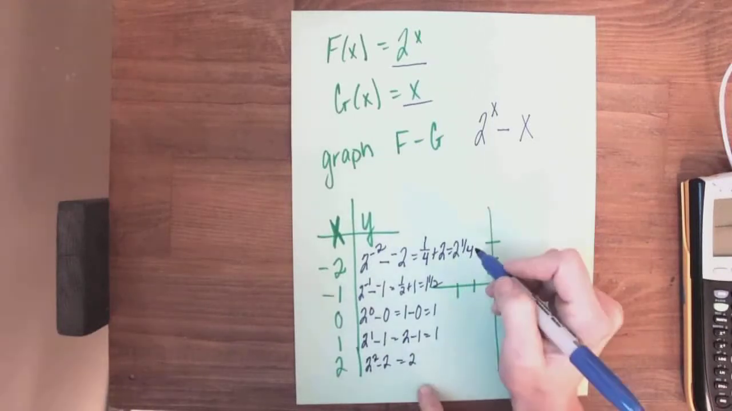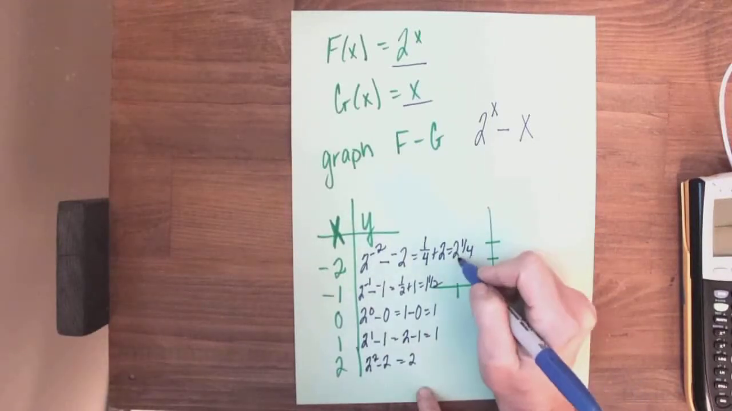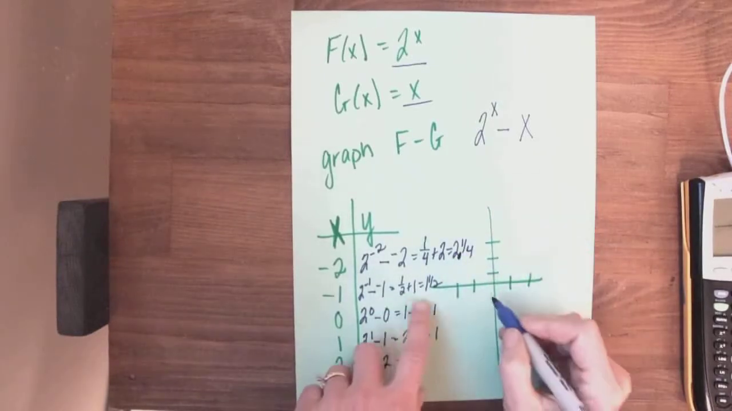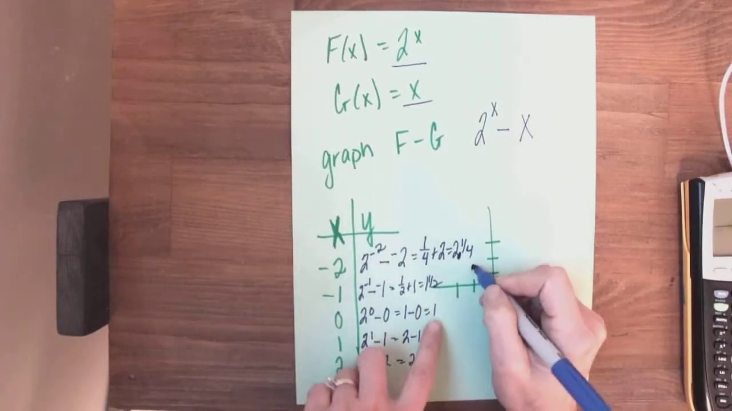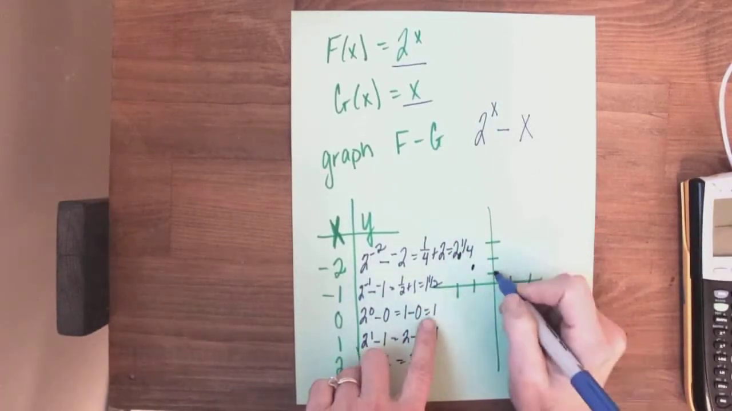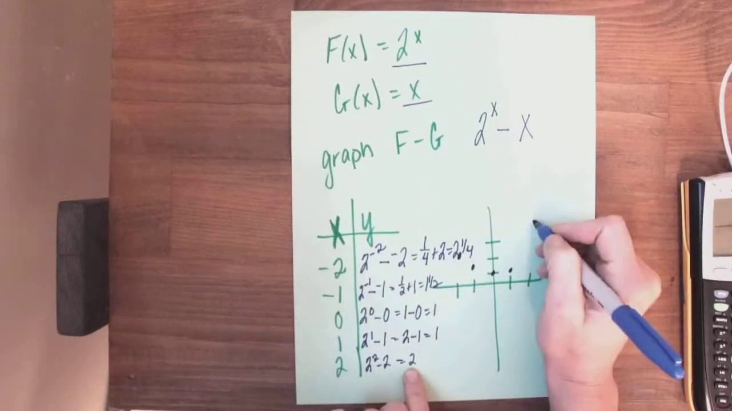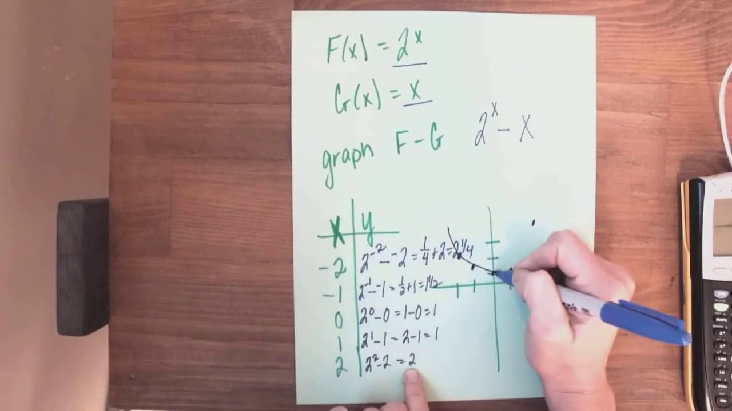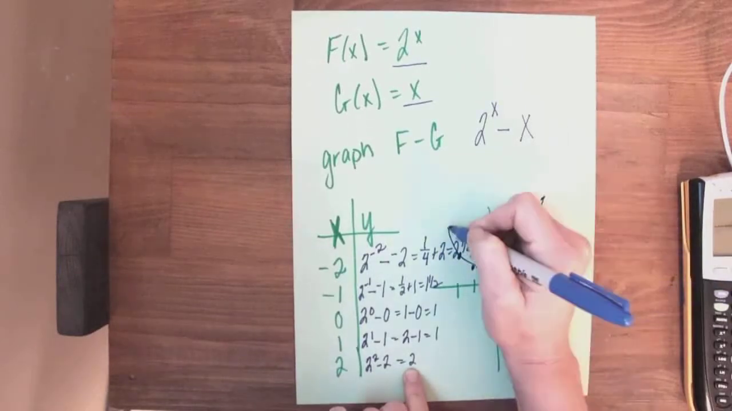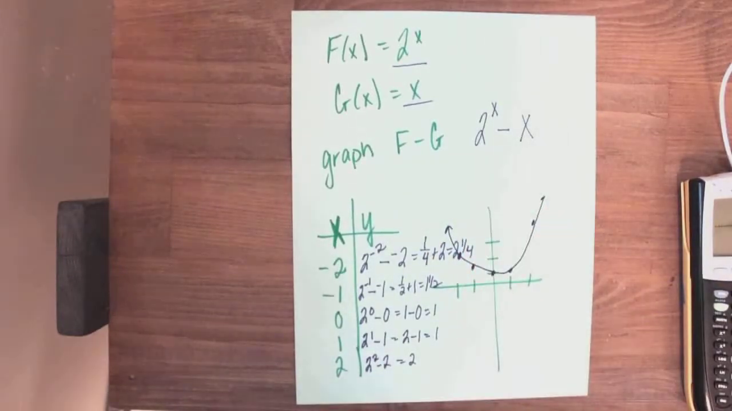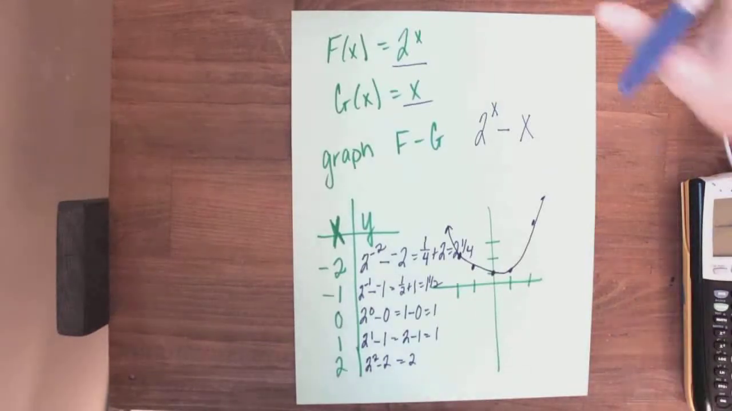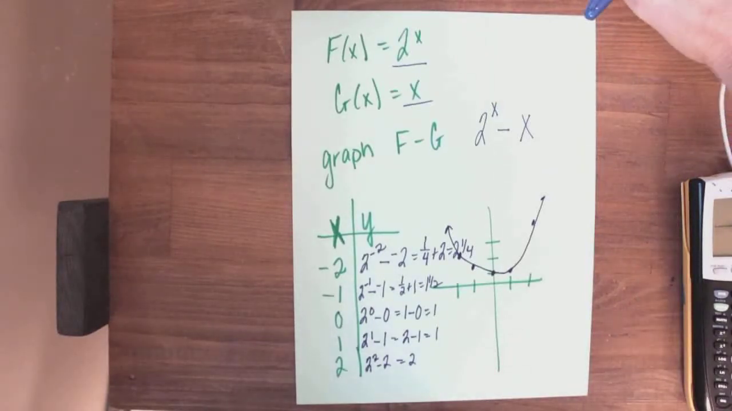I could plot those points. So when I do -2, I got 2 1/4. Kind of running into my stuff here, I'm sorry. -1, I got 1 1/2. At 0, I got 1. At 1, I also got 1. At 2, I got 2. So it's looking like it's making kind of this shape. And then you could check it on your calculator.